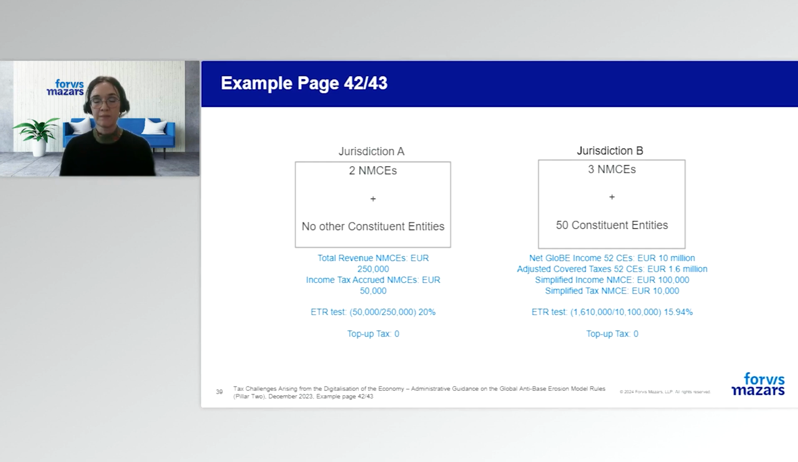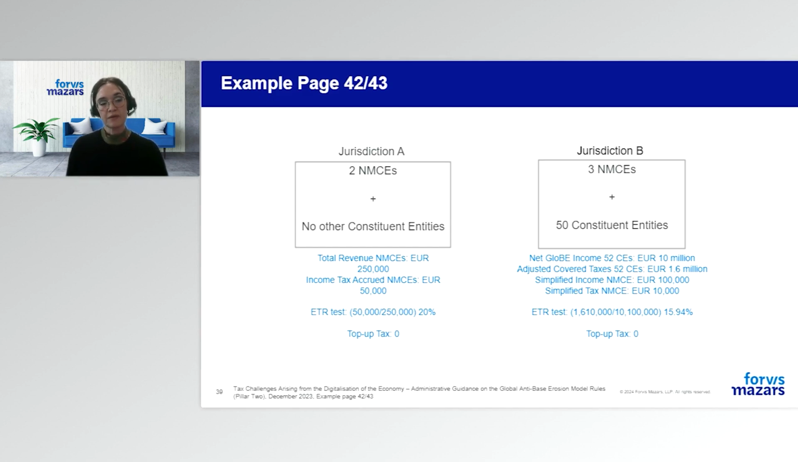Now, the UPE makes the choice to apply the simplified safe harbor to the entities in jurisdiction A, and so the global net income is equal to the revenue of those 2 entities, and the taxes are equal to those reported on the CBCR. And for the purposes of the ETR safe harbor, that is the effective tax rate safe harbor, where you calculate the effective tax rate in that jurisdiction. If it is greater than 50%, you meet the safe harbor. No further action is needed. And in this particular instance, using just the revenue and the covered taxes, you meet that safe harbor, which is good.